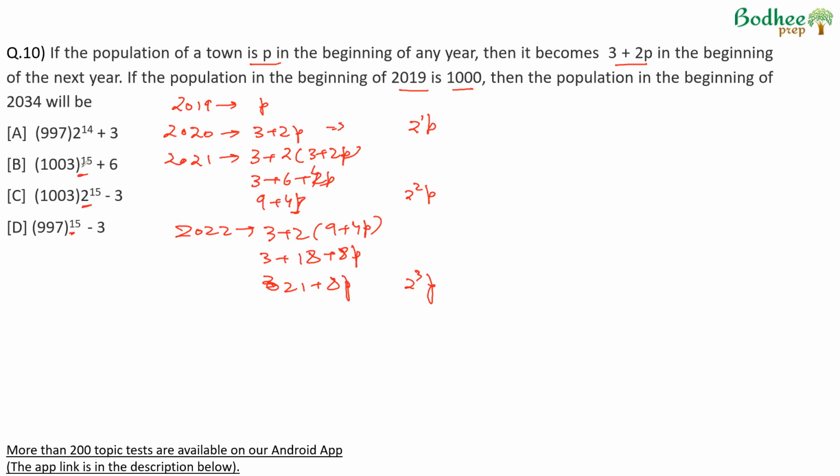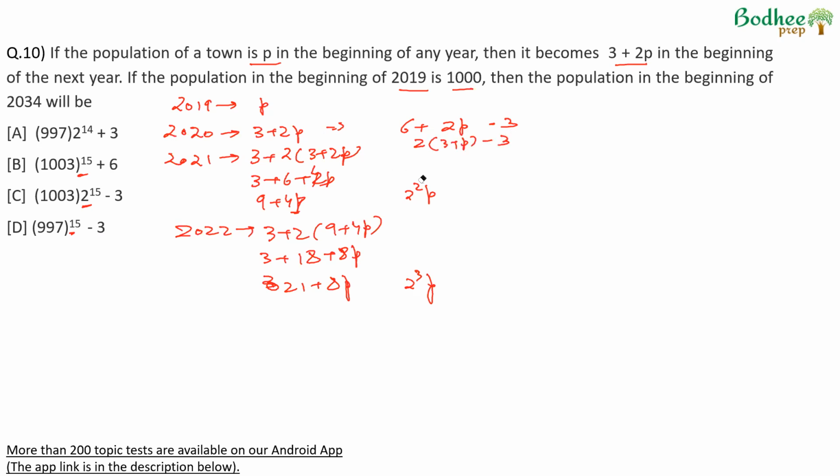Now we have to reach the first term. We have a plus 6 or a minus 3. Now, what we do here is we try to make this a power of 2. So what we can do is we add plus 3 and minus 3 here. Therefore, the first term will become 6 plus 2p minus 3. Now, taking out 2 common, we'll have 2 into 3 plus p minus 3.